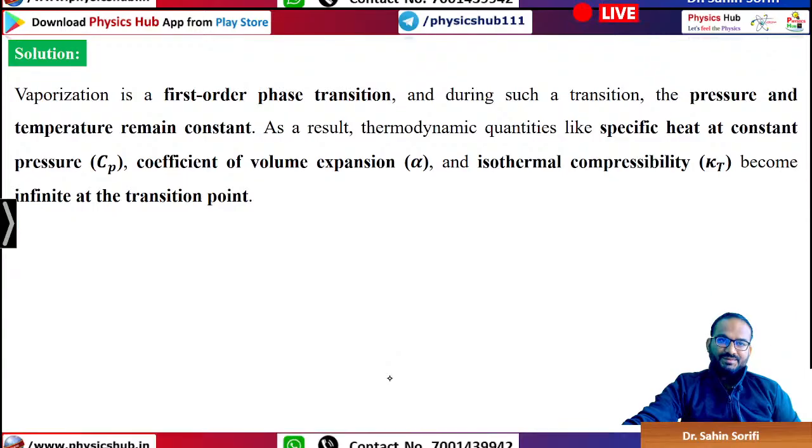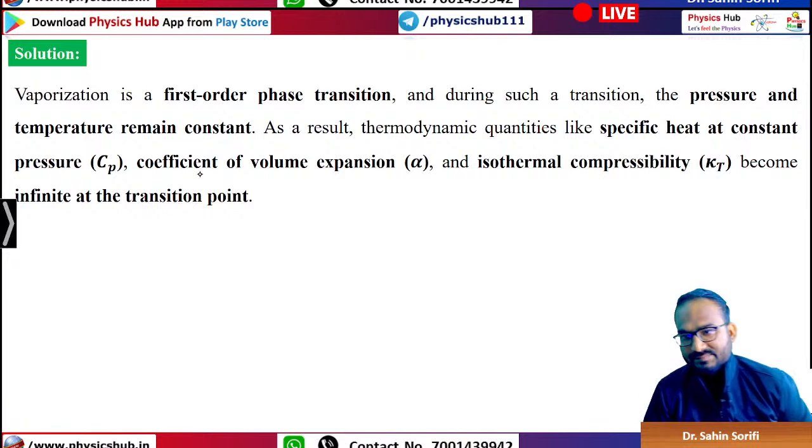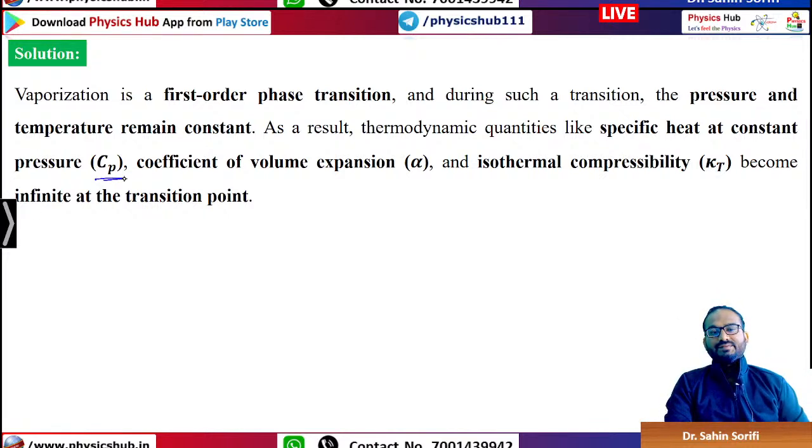So let me give you a refined explanation of this question. Vaporization is a first order phase transition. During such a transition, the pressure and temperature remain constant. As a result, thermodynamic quantities like specific heat at constant pressure Cp, coefficient of volume expansion alpha, and isothermal compressibility kappa T become infinite at the transition point.